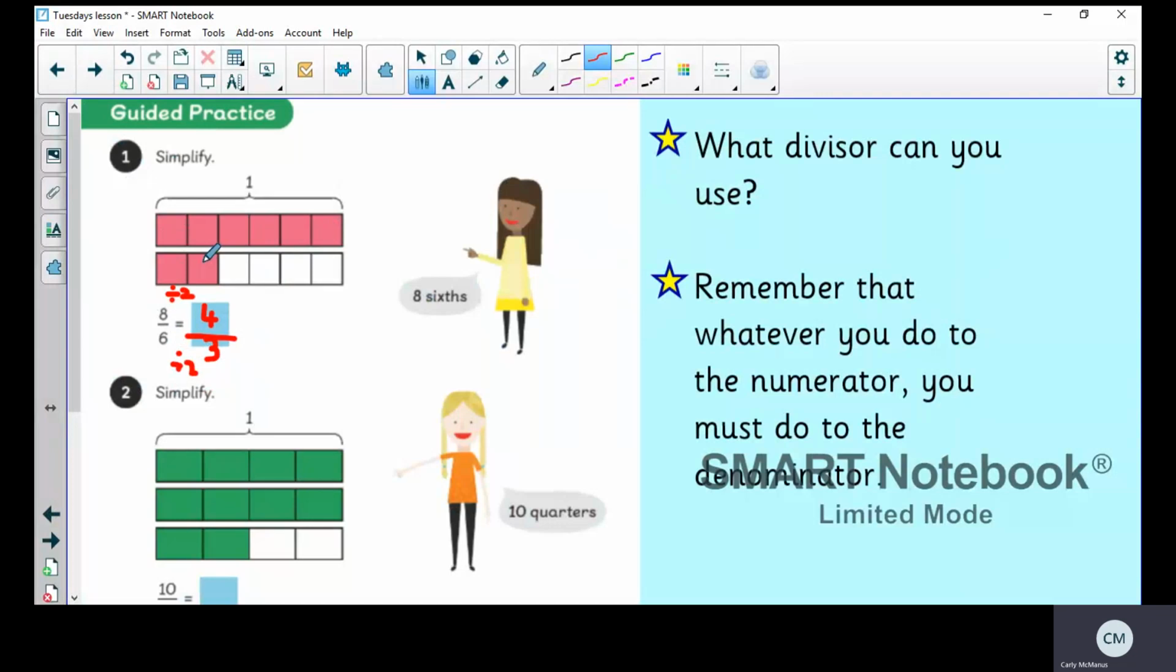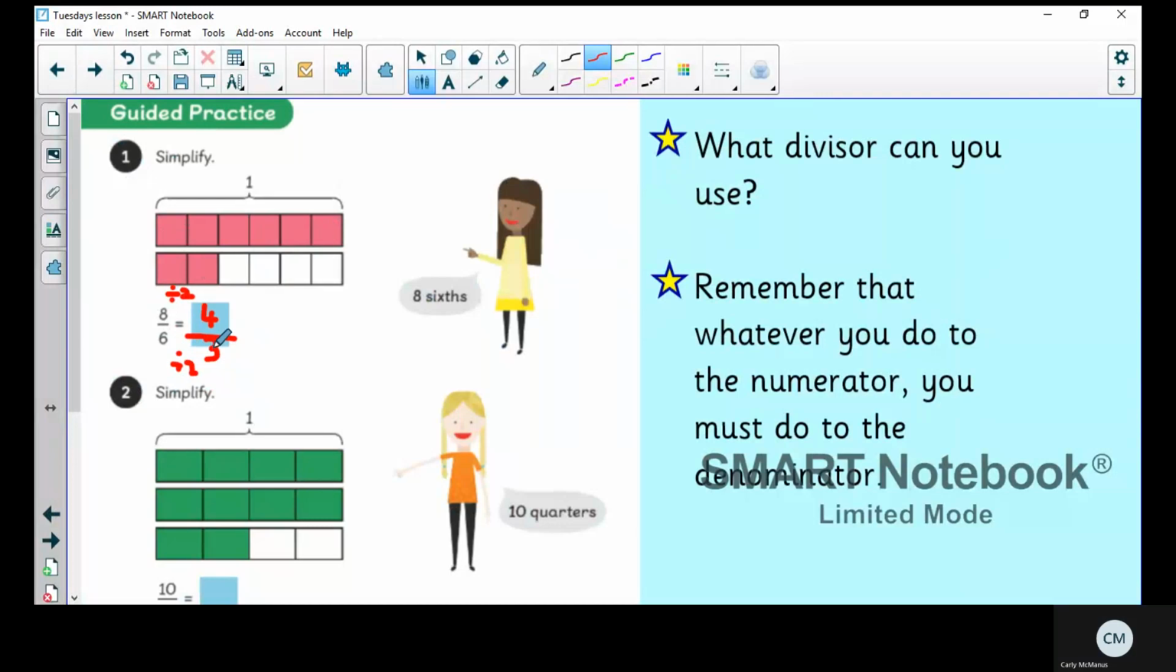Then we'll try 3. Does 3 go into 6 and 8? No, it doesn't. Does 4 go into 6 and 8? No. 5? No. And then 6 doesn't go into both equally either. So we know dividing by 2. I've written dividing by 2 here. How many 2's go into 6? 2, 4, 6. That's 3. And how many 2's go into 8? 2, 4, 6, 8. That's 4. So we've got 4/3. So 8/6 is equivalent to 4/3.